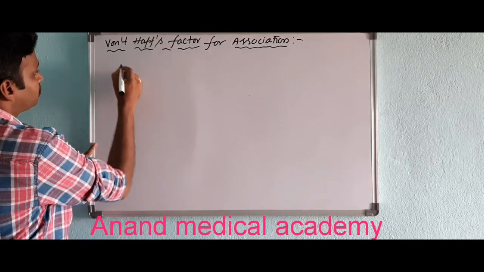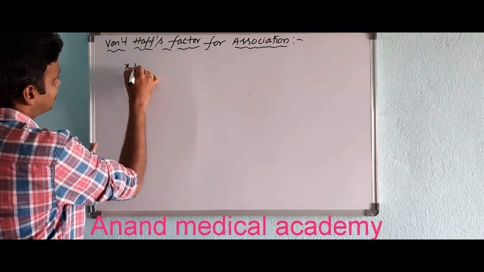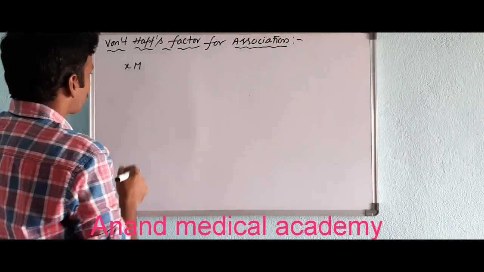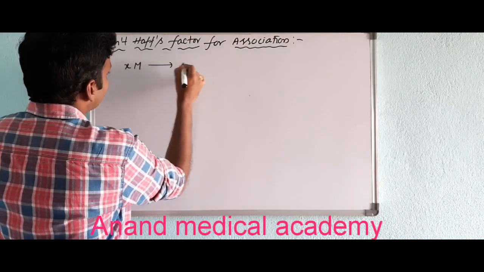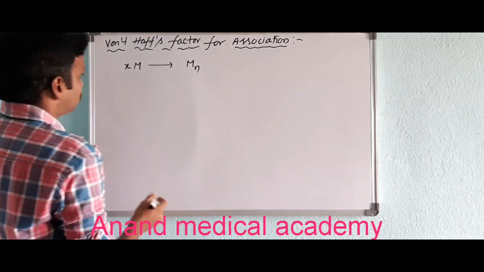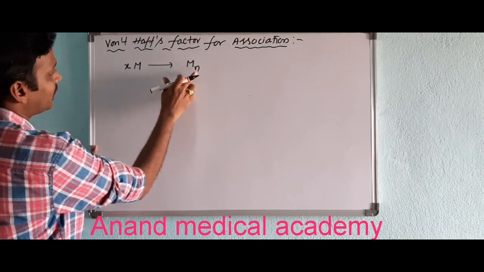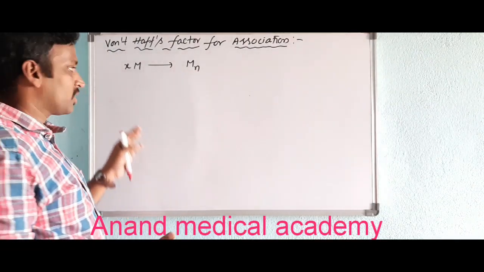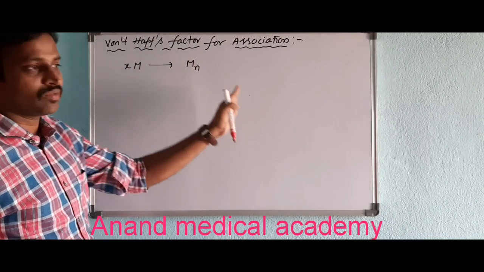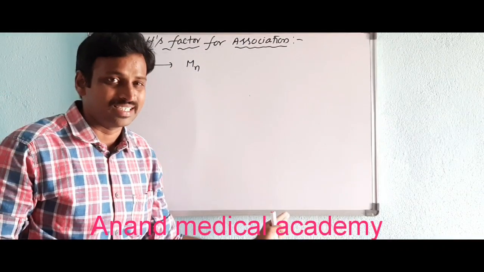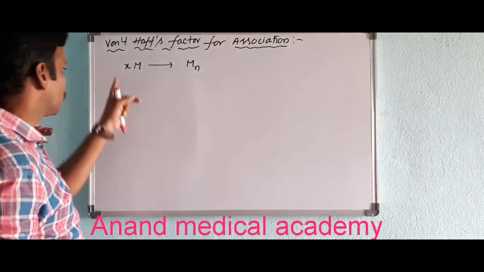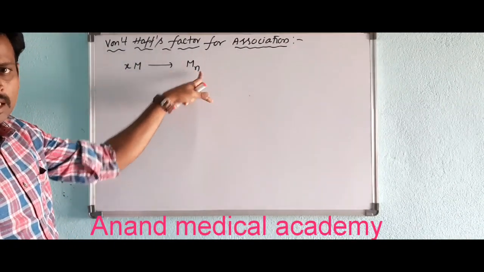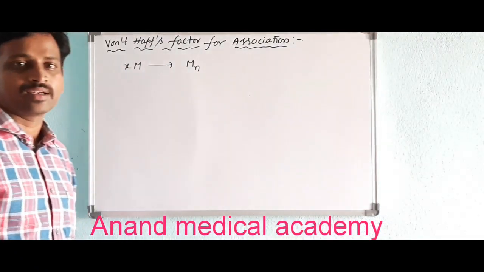Just observe carefully. Suppose XM, this is XM, and converted to some Mn. Sir, why are you not writing X here? No, we cannot write it because 2 moles are converting to 1 mole, as in the previous acetic acid example. 2 moles were given here, converting to 1 mole. So here I cannot write X. 2 moles is converting to 1 mole.